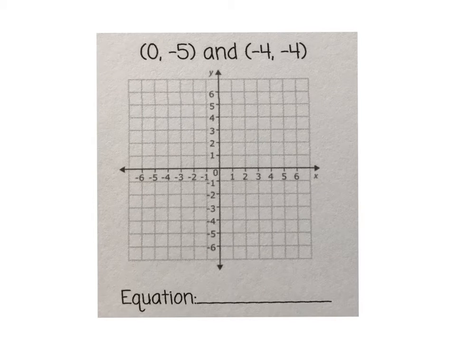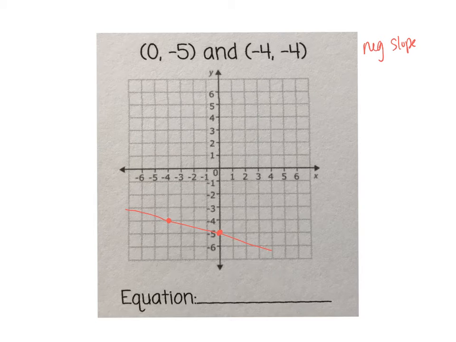So on our next problem, first thing I'm going to do is plot my points. So I have the point 0, -5, and I have the point -4, -4. Okay, I'm going to go ahead and draw in my line. This time I'm just going to hand sketch it. There we go. Okay, so I can tell that I'm going to have a negative slope.